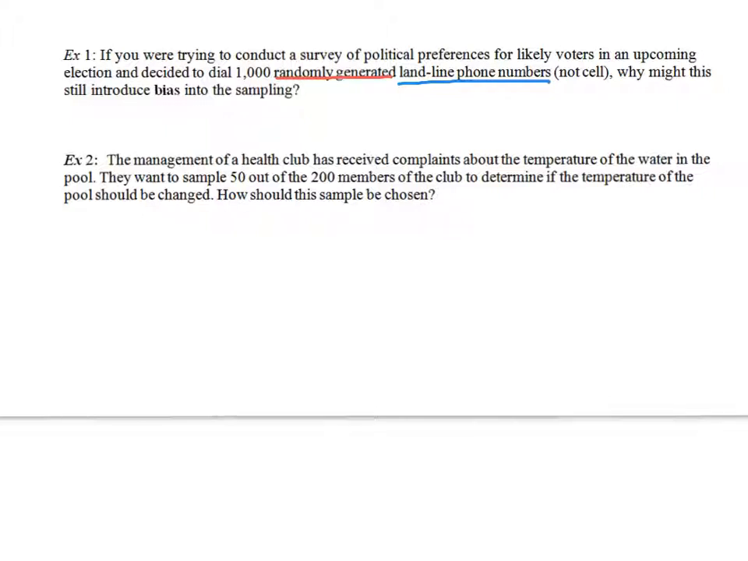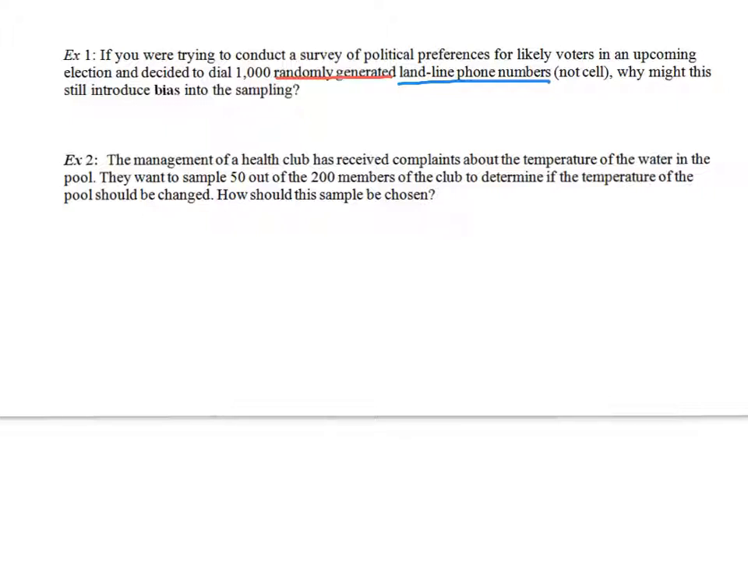So they may have a bias towards a particular political preference, and we're only going to be talking to the people that have landline phone numbers, so we may be introducing bias into our study just by the fact that we are only using landline phone numbers. Let's take a look at example 2.